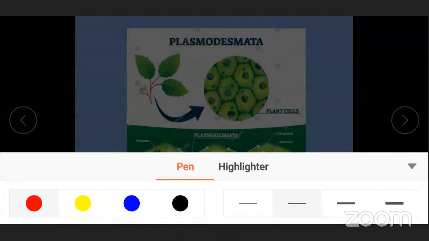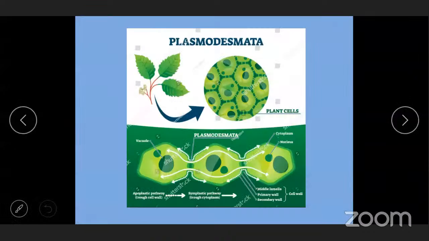In the leaf, if I look at the leaf very closely, what happens between the two adjacent cells? If they want to exchange and communicate with each other, a bridge develops. A bridge develops.